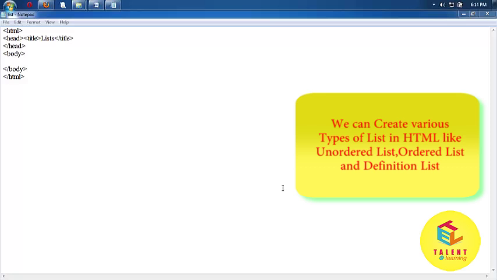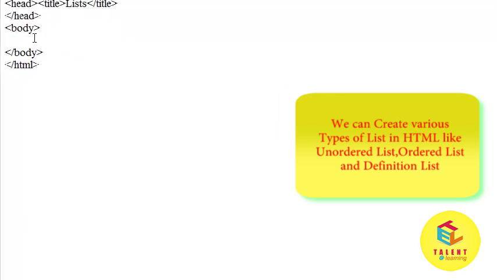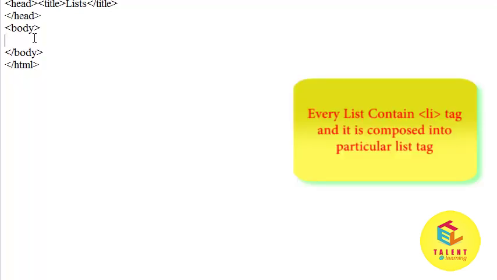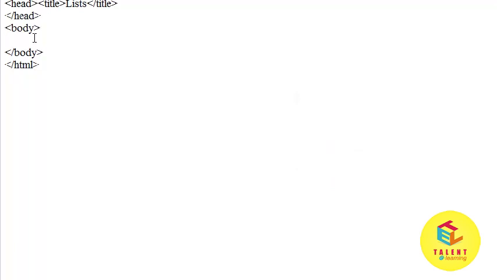So let's see first unordered list. Every list contains li tag. So for creating list we need a li tag, and for ordered list, unordered list and data definition list the upper level tag is ol, ul or dl. So let's see first unordered list.